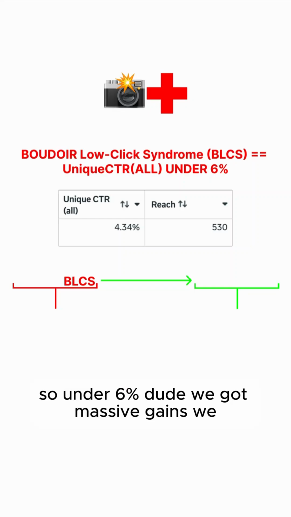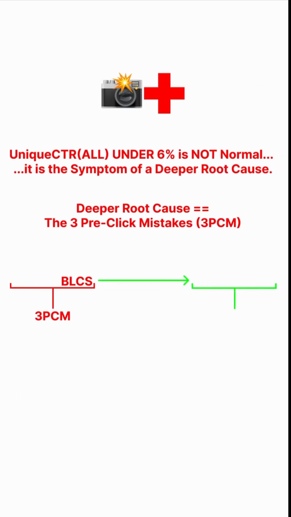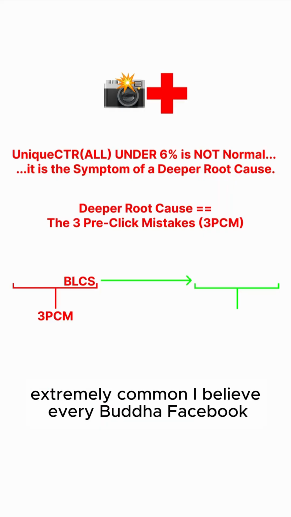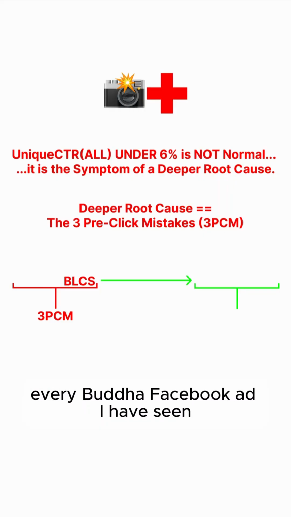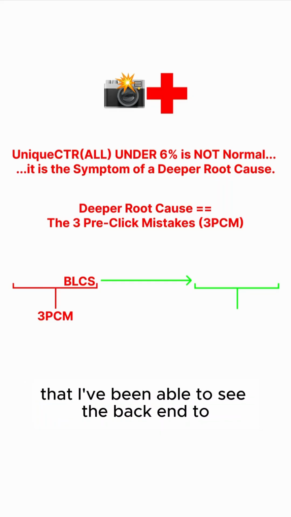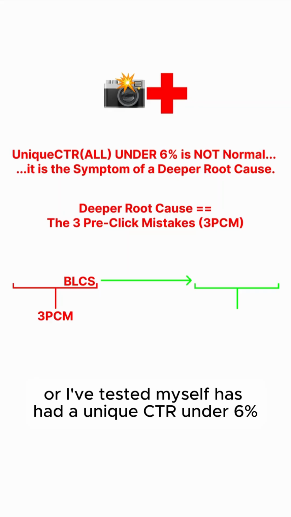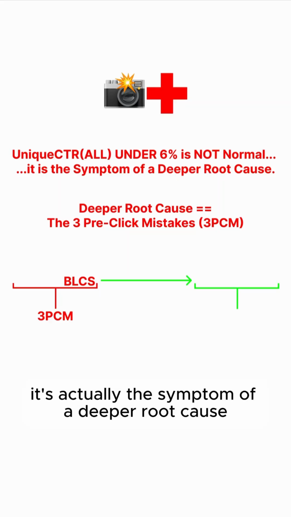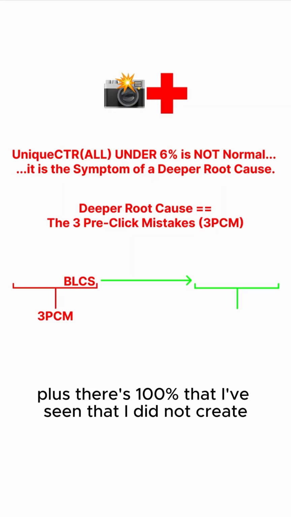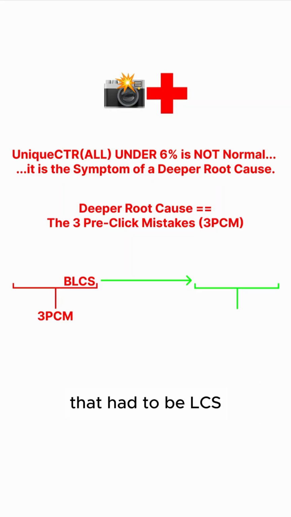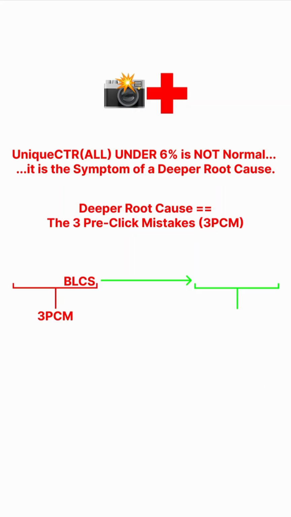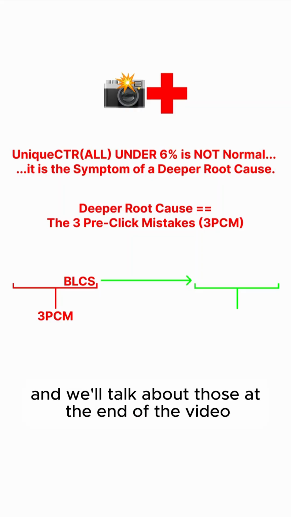So under 6%, dude, we got massive gains we can accomplish. Now, unique CTR under 6% is not normal. Extremely common, I believe every boudoir Facebook ad I have seen that I've been able to see the back end to, or I've tested myself, has had a unique CTR under 6%. So extremely common, but it's not normal. It's actually the symptom of a deeper root cause. That's 100% of the ads I've seen that I did not create that had BLCS. The deeper root cause is the 3 pre-click mistakes, and we'll talk about those at the end of the video.